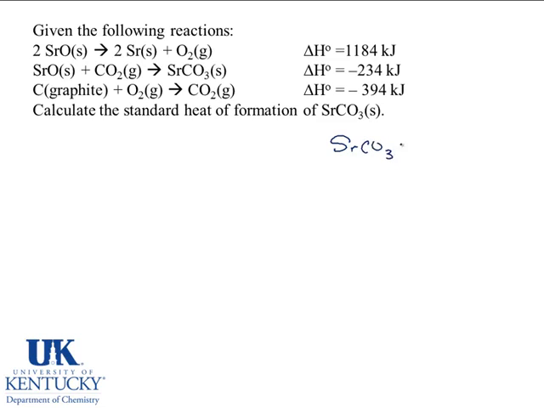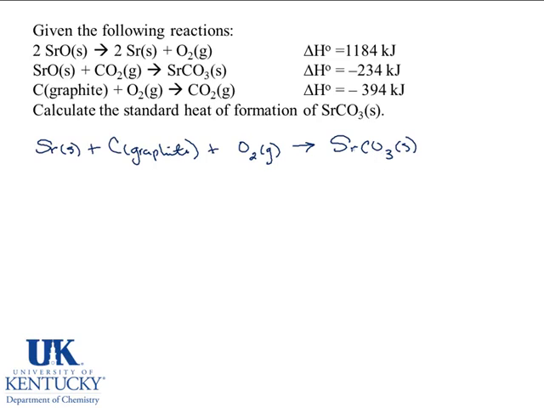The heat of formation of a reaction is the enthalpy change to produce 1 mole of this substance from the elements in their most stable form. So Sr is a solid, that's a metal, that's its most stable form. Carbon's most stable form is graphite, and oxygen's most stable form is O2. Now we need to balance it for 1 mole, so we have to keep a 1 on this side because that's the definition of heat of formation.